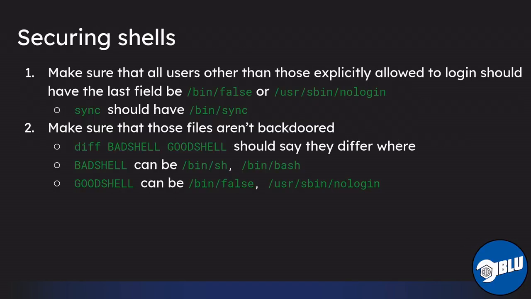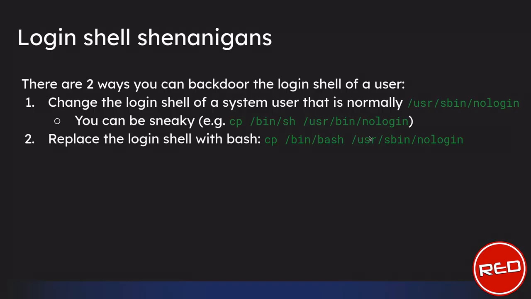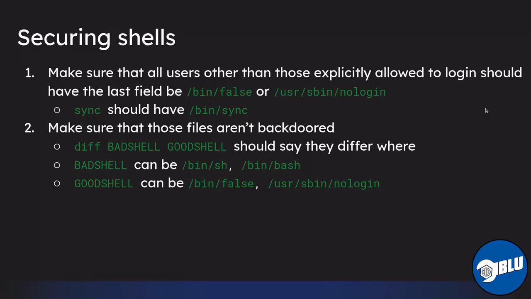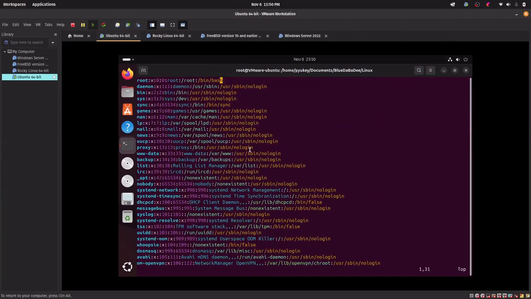How do you defend against it? Well, you want to make sure that it is actually nologin and that it is actually not allowing them to log in. So the first thing is, if it's a user that you know isn't supposed to log in, make sure it says /bin/false or /usr/sbin/nologin, and that it says exactly that, not something similar. You'll notice that sync always has /bin/sync. That is normal. So even if we look here, sync is /bin/sync. That is normal. Do not mess with it. It will break things.